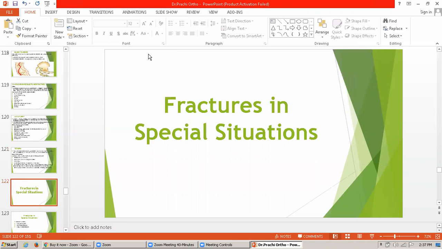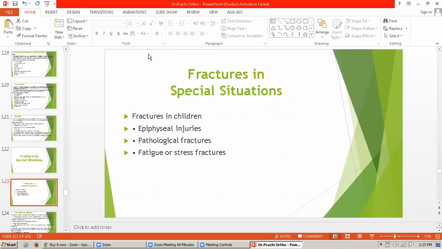Then the next topic is fractures in special situations. The special situations are, firstly, fractures in children, epiphyseal injuries, pathological fractures, and fatigue or stress fractures.